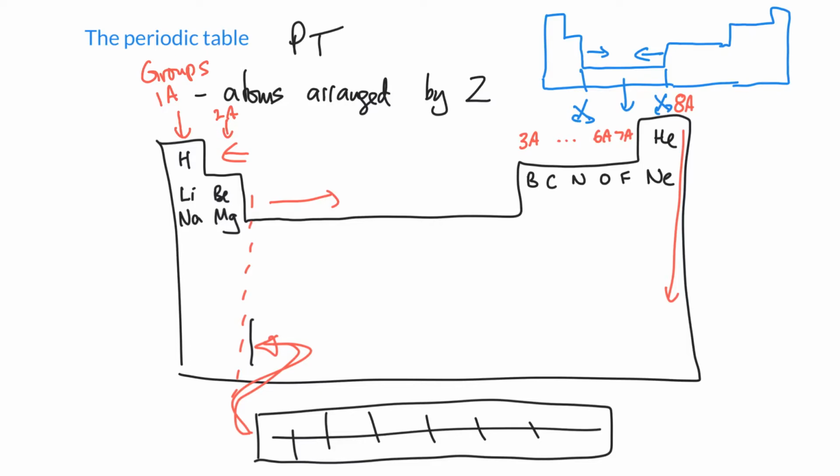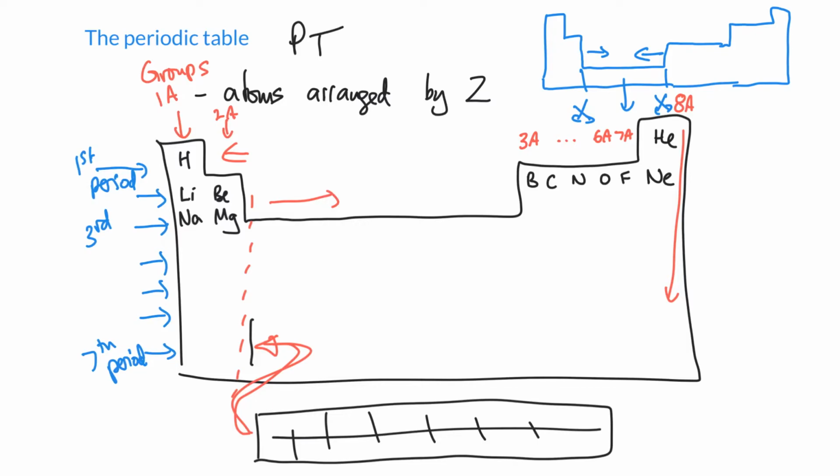We also have what we call the horizontal rows, and we call these periods. So this is the first period here, and then this would be the second, the third period, the fourth, the fifth, the sixth, and I think right now we've got 7 periods on the periodic table.